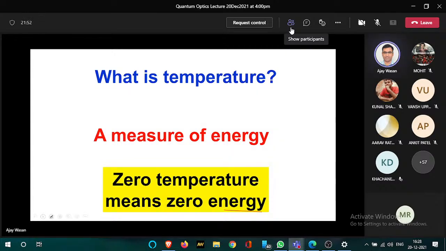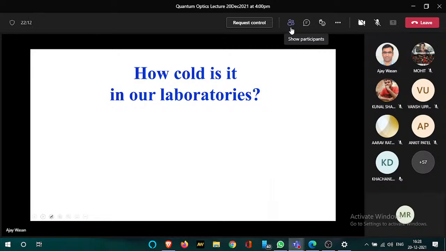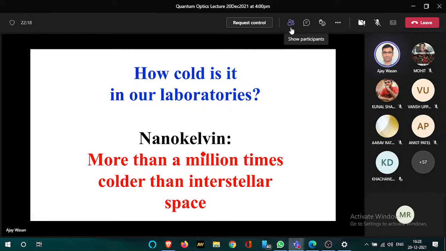Just think in terms of the atom. An atom is moving in free space. It is moving, and that depends upon the outer temperature. And if it stops, it means it has no energy, it means it has no temperature. So how cold is it in our laboratories? I said nanokelvin people have already reached, more than 1 million times colder than interstellar space. So much cold temperature has been developed in the laboratory.